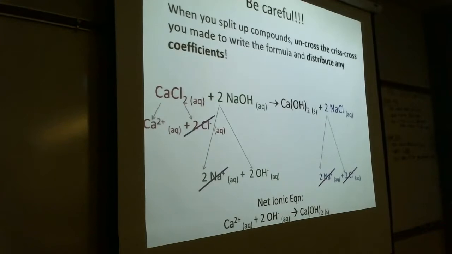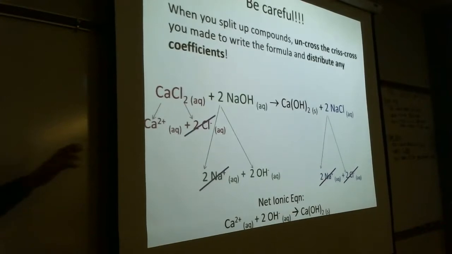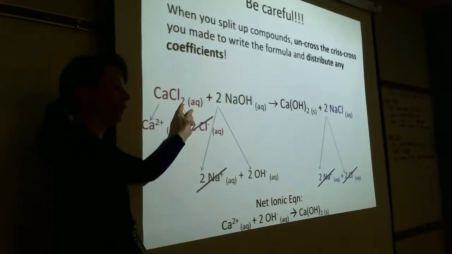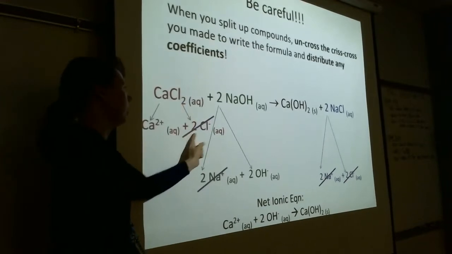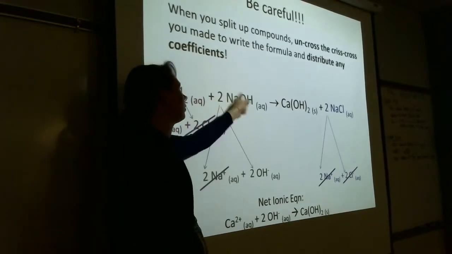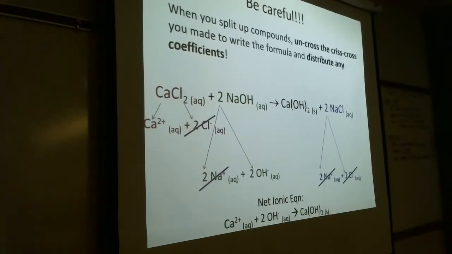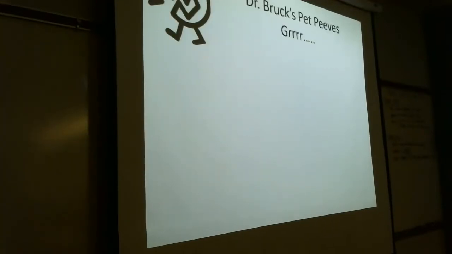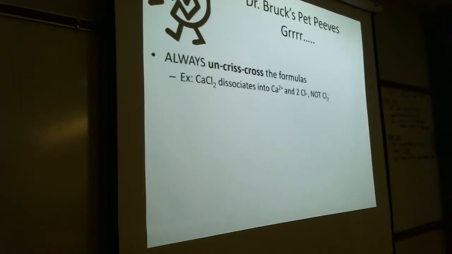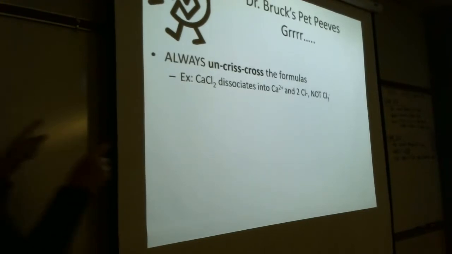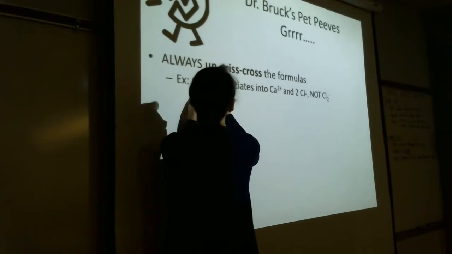Okay, this is one of the most common mistakes I see: either forgetting to bring a subscript out as a coefficient, or not distributing a coefficient to both substances. That's a really common mistake, so I want to make sure you don't make it. It's kind of one of my pet peeves list. Always uncrisscross your formulas. If you want to think about it like this, uncrisscrossing.